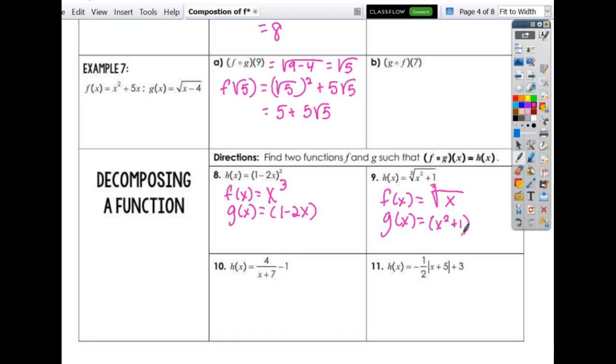What's the parent function on the last one? 1 over x. So if I put this as 1 over x, what I want to stick back in is the x plus 7. But what am I missing? I'm missing the 4, so I'm going to add it here and the negative 1. So the 4 and the negative 1 go with the parent function, and this is what I'm going to stick back in for x.